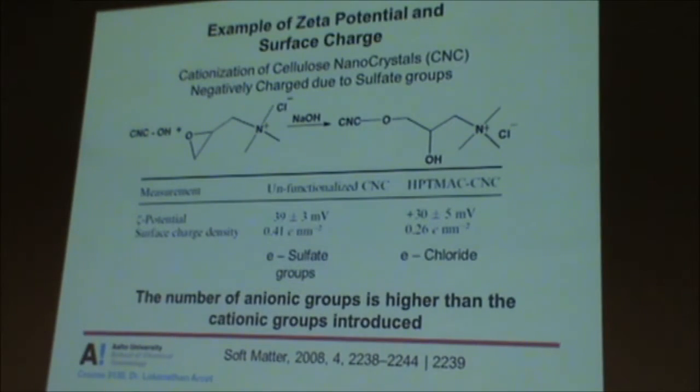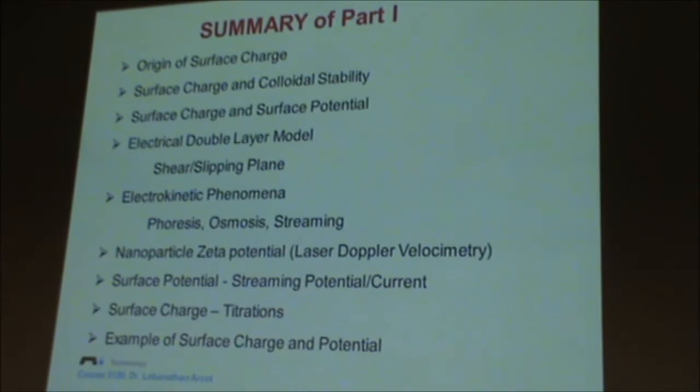The number of anionic groups is higher than the cationic groups. That's very important information. It can be useful when it comes to using this material for some colloidal applications. Okay, that's the end of it.